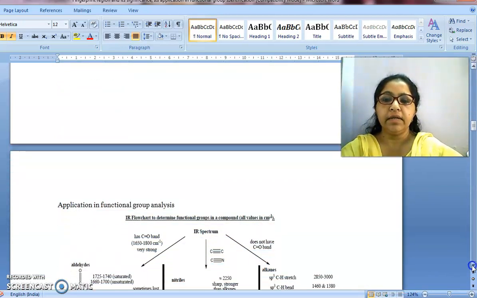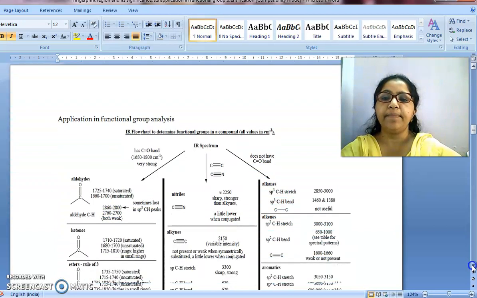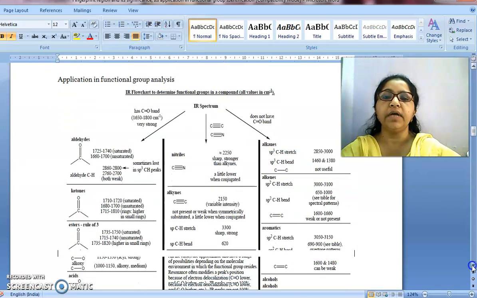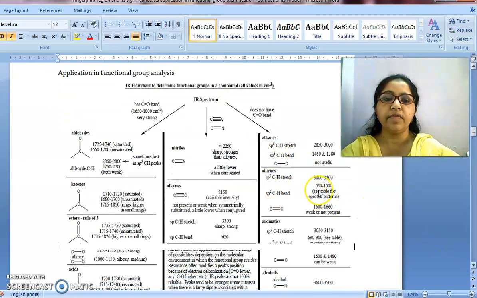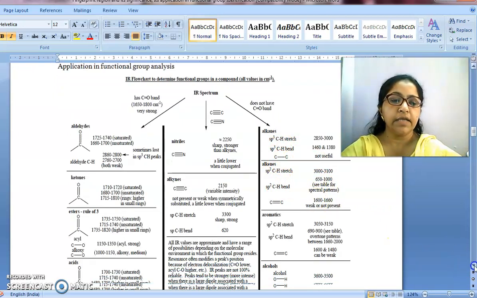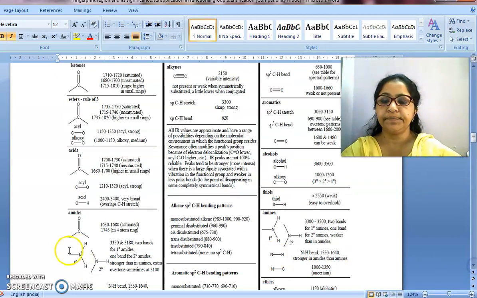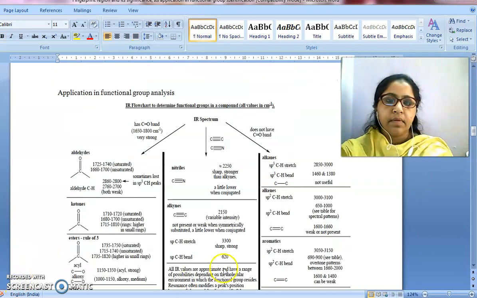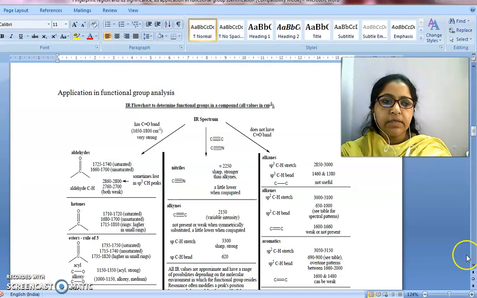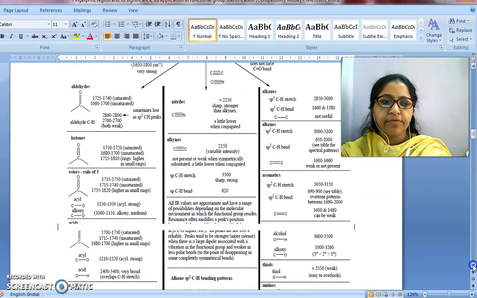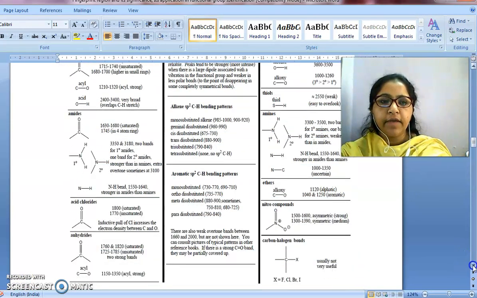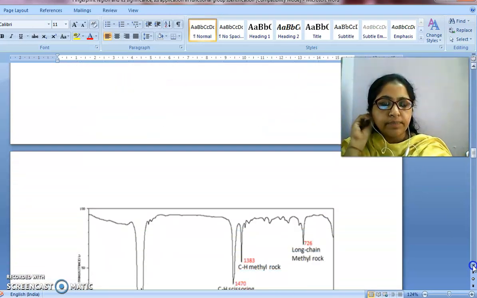Now we will see another thing, that is application of functional group analysis. So this part we will be requiring, and with that we will be looking into the spectra, and we will try to identify the functional groups.